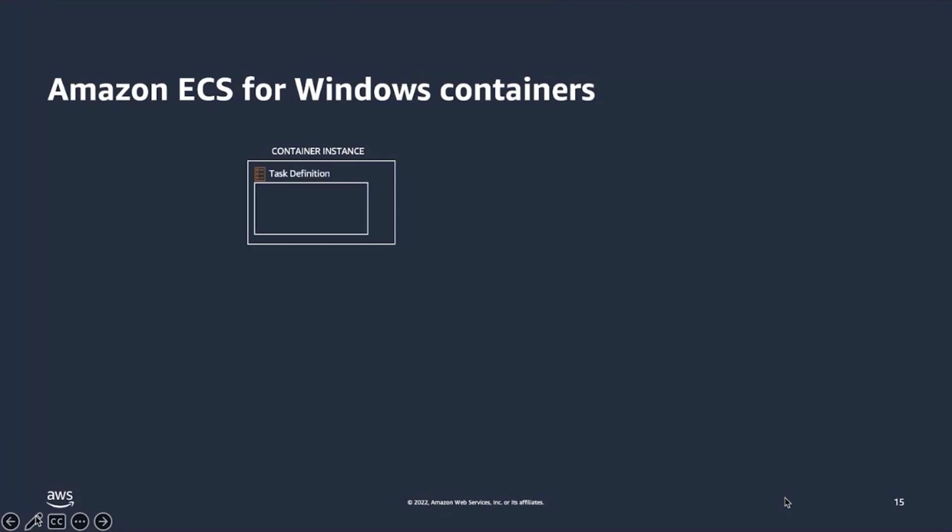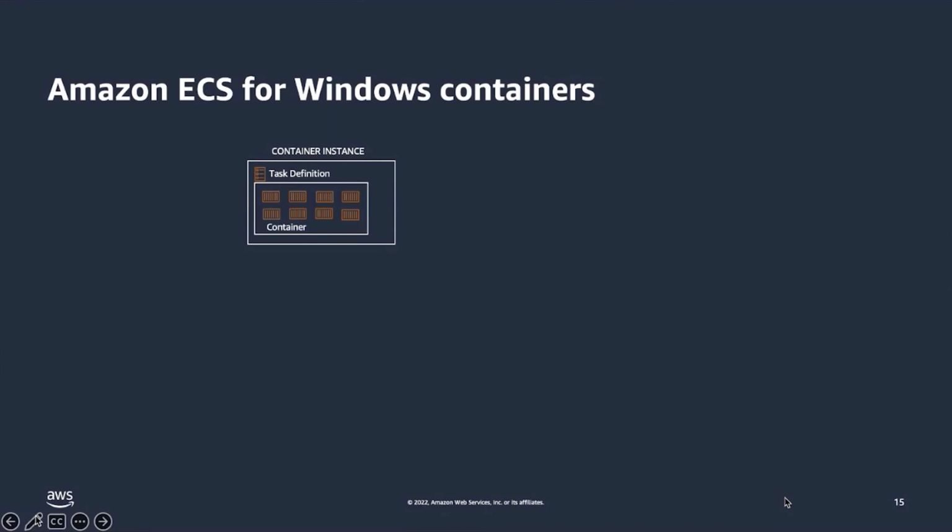And with ECS, we have something called a task definition. A task definition, think of it as a blueprint for the configurations you want within your container. So let's say you want that container to use X amount of CPU and memory, but you also want that container to integrate with Amazon CloudWatch Logs or have persistent storage. All those configurations are specified in a task definition.